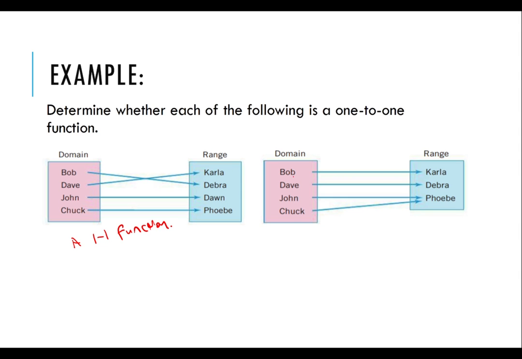Now notice here, if we have Bob connected to Carla, Dave connected to Deborah, John connected to Phoebe, and Chuck connected to Phoebe, notice that the first thing we see is that our domain values do not repeat. So it is a function. But then ask ourselves, do the y values ever repeat? Well, John goes to Phoebe and Chuck goes to Phoebe, and so it is a function, but not a one-to-one function.